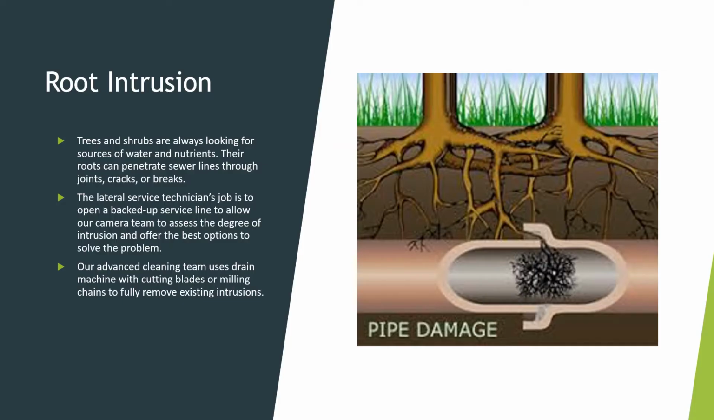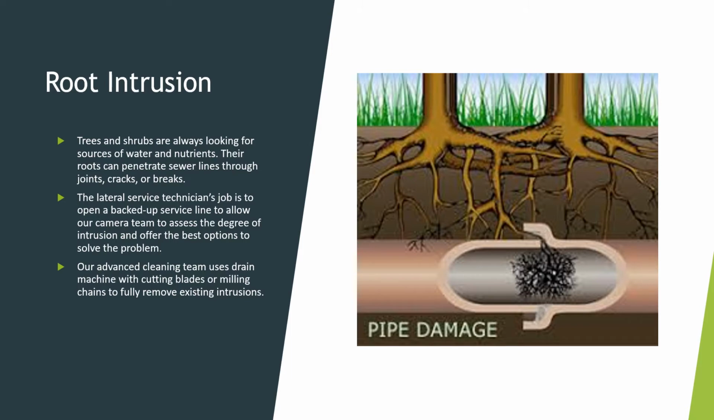Root intrusion. Trees and shrubs are always looking for sources of water and nutrients. Their roots can penetrate sewer lines through joints, cracks, or breaks. The lateral service technician's job is to open a backed up service line to allow our camera team to assess the degree of intrusion and offer the best options to solve the problem.